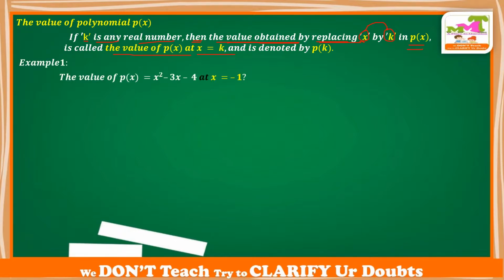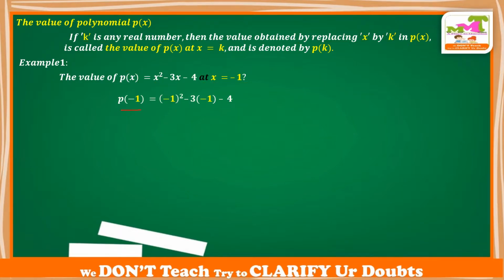Here we have the value of p of x. What do you mean by p of x? It's nothing but the name given to a polynomial. P stands for polynomial and x denotes that the variable used in the polynomial is x, at x equals minus 1. So they are asking us to substitute the value of x as minus 1.